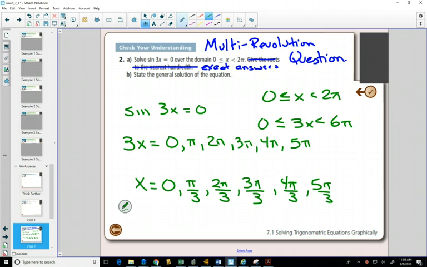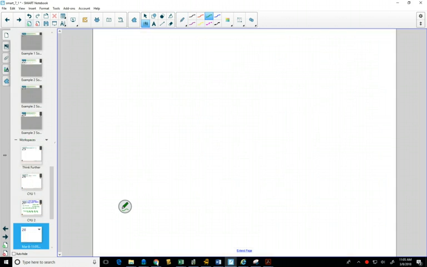These multi-revolution questions are a little bit different and hard to get used to at the beginning, so we're going to do more than one example.